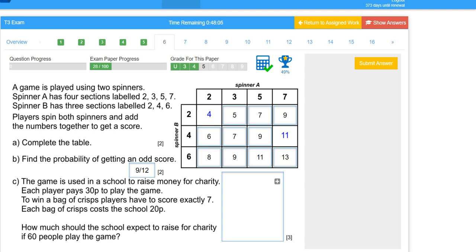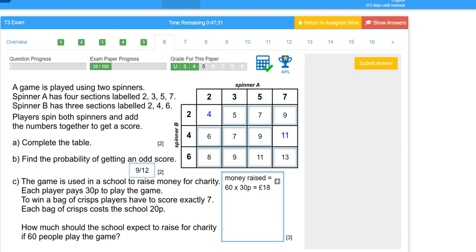So part C, we're going to apply this. We've got this thing about a game to raise money for charity. We're told that 60 people play the game. I want to work out how much money is raised. Money raised is going to be 60 people, and they each pay 30 pence. So what's that going to be? Well, let's put it in my calculator. I'll put it into pounds. So 60 times 0.3, and that tells me we raise 18 pounds.